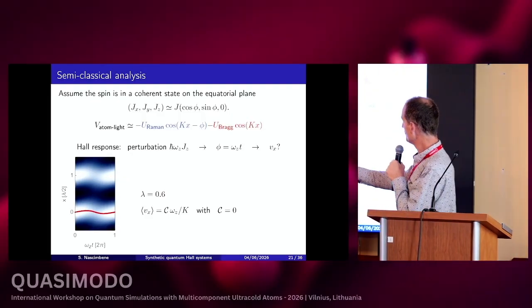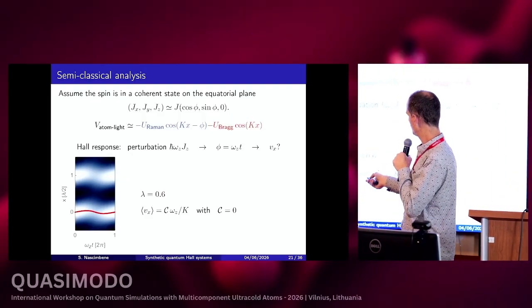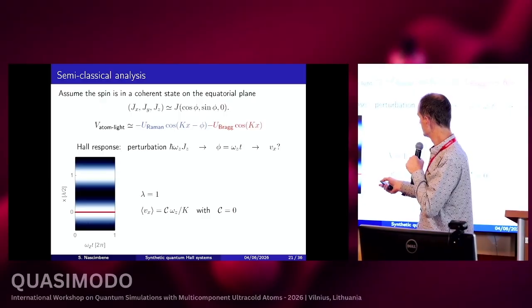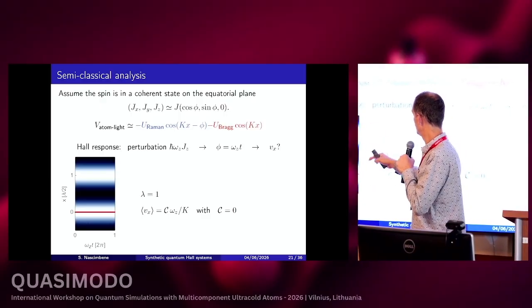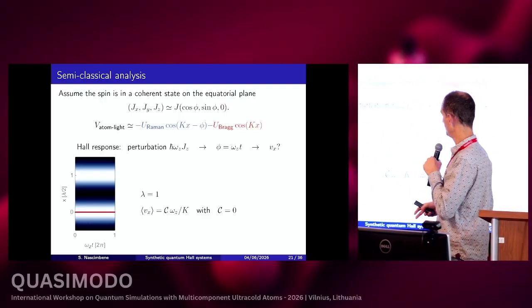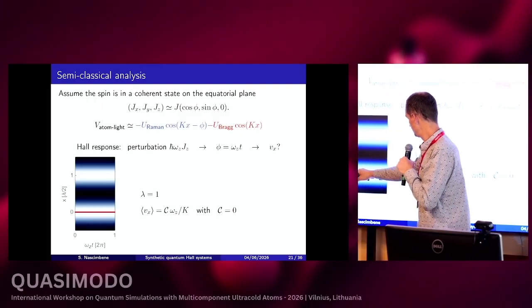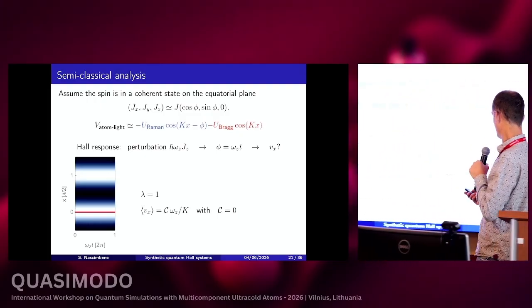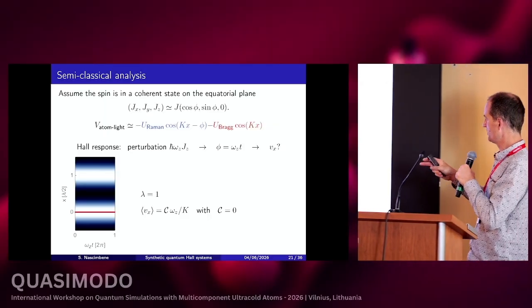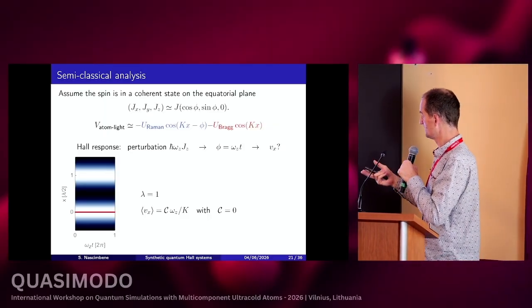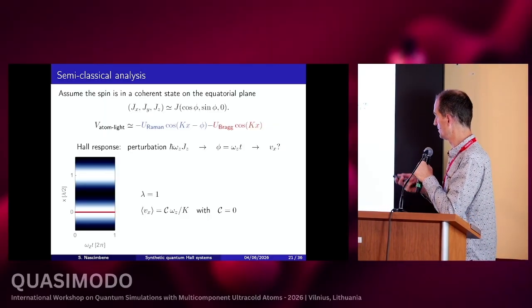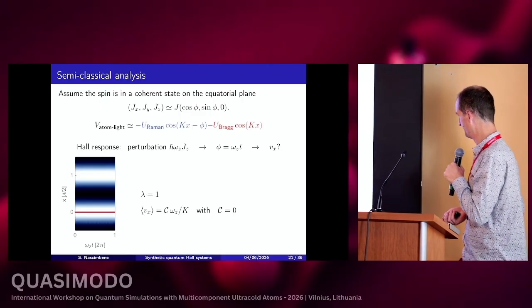So I continue increasing lambda, and obviously when I have a pure lattice, then there is no more spin, no more coupling between spin and position, so there is no Hall drift. And so we see there the transition between quantized non-trivial Hall drift and the trivial insulator.